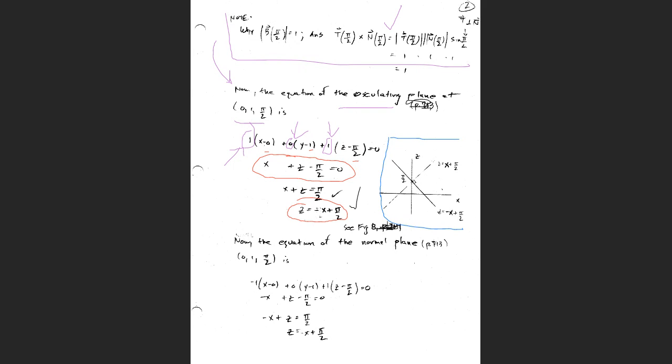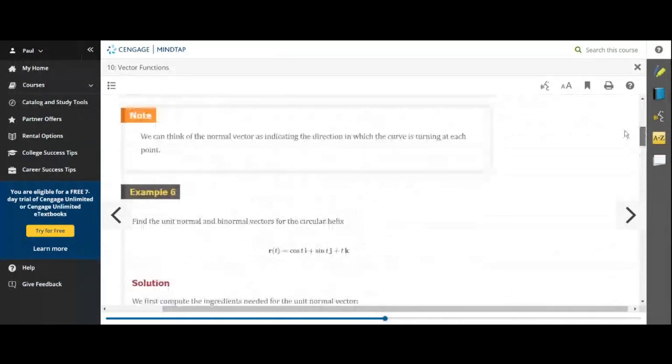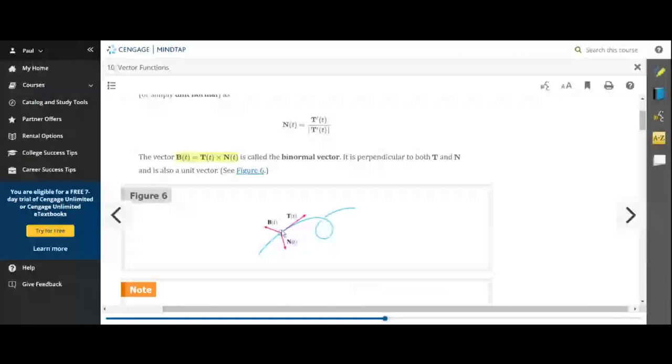It would be the tangent vector. If you look at figure 7 in section 10.3 in your ebook, or I should say figure 6, you'll see it's the tangent vector. Let me just show the book here real quick. See? It's the tangent vector that's perpendicular to the normal plane. The normal plane contains the binormal and normal vectors.